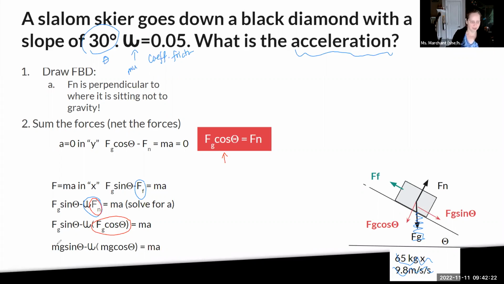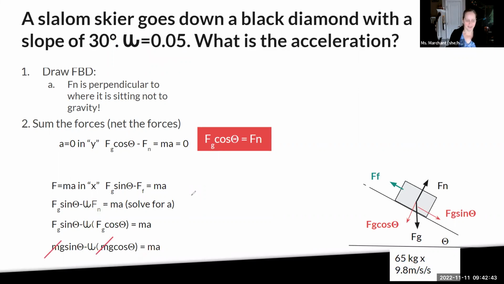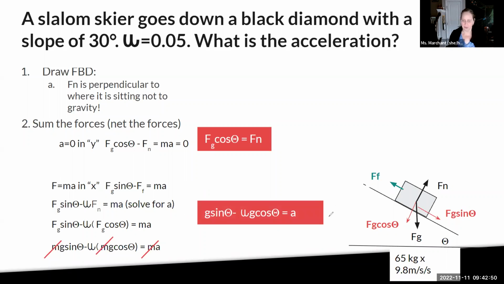Look at this. I have a mass in the first component. I have a mass in the second component, so I can factor out that mass. mg sine theta minus mu mg cosine theta equals mass times acceleration. That means what? Yep, I can just get rid of those masses. And so I'm left with this. This is a much simplified formula.